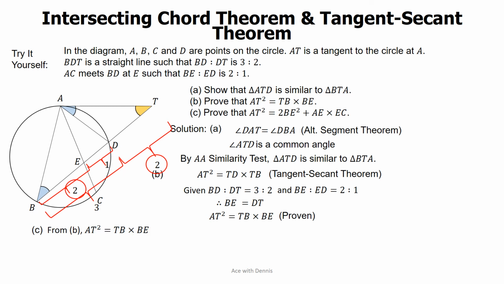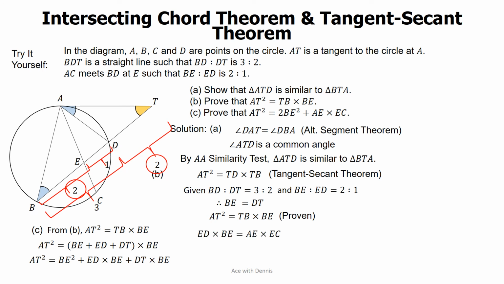For C, from part B, we know that AT squared equals TB times BE, and TB is BE plus ED plus DT. Therefore, the equation becomes AT squared equals BE plus ED plus DT, times BE. We multiply the BE into the bracket, we get AT squared equals BE squared plus ED times BE plus DT times BE.